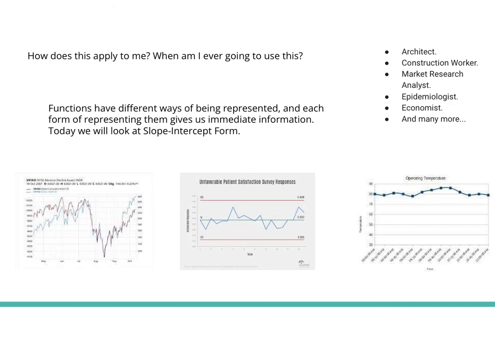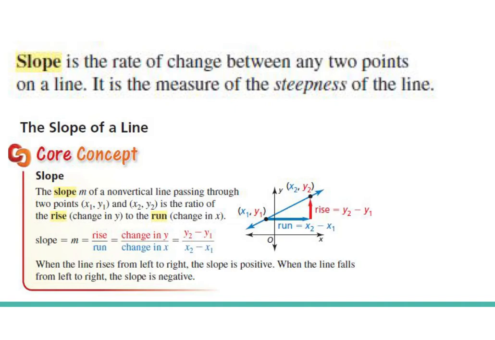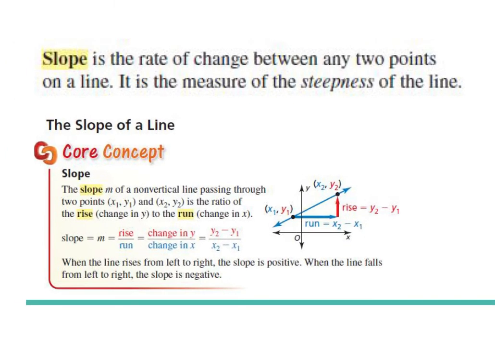Now, the form that we're talking about today is called slope-intercept form. So guess what information we're gonna get from that form? We're gonna get the slope and we're gonna get the y-intercept. Rise over run. First thing we're gonna talk about is the slope. On your page, you should have some blanks on this slide. Please fill those in at this time.